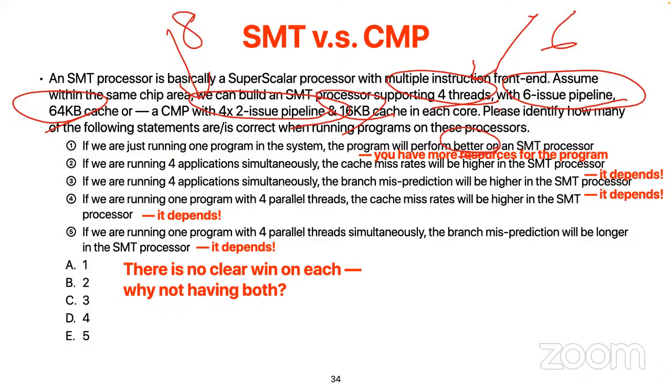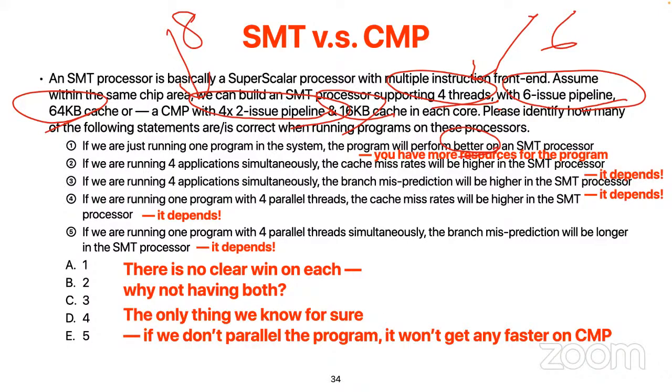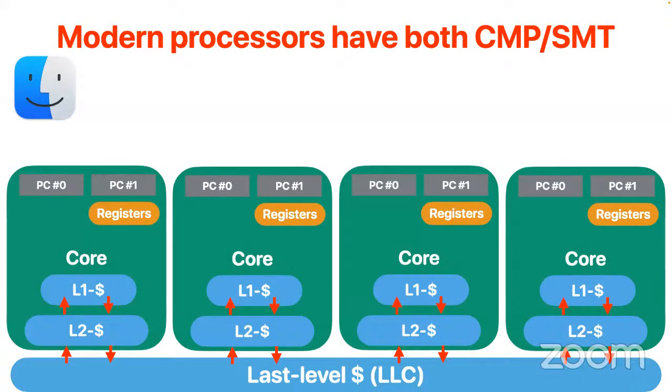Should I sell the company? Should I keep the company? Should I be the CEO or not be the CEO? Should I break up or not break up? There's no standard answer to each, and it's all case by case. And sometimes, why do I have to make a choice? Why not have both? That's exactly the thing that modern processors are doing.